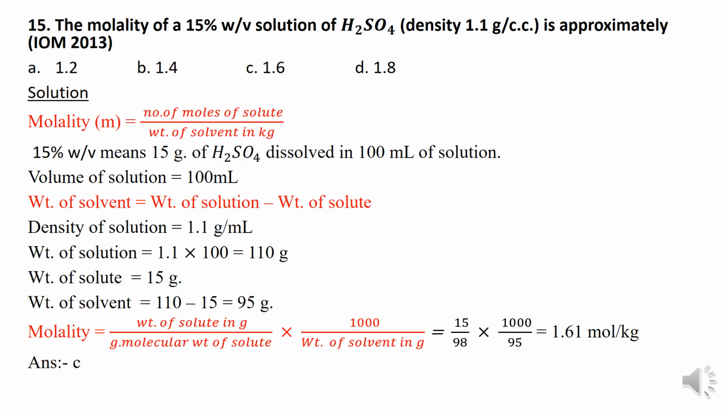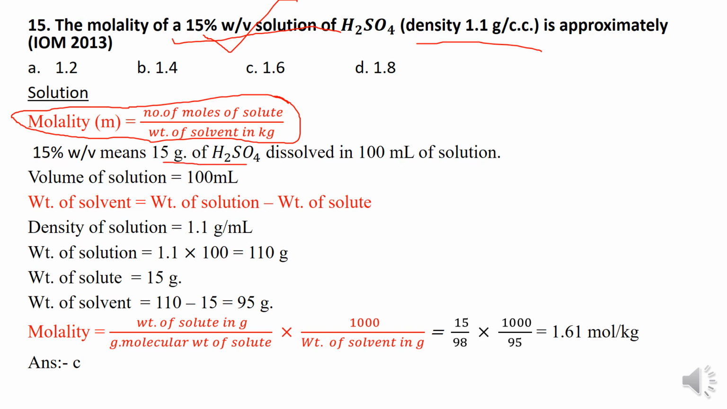Next question, molality, right? This question is very important and it is based upon molality. We have to calculate the molality of the solution by using this formula. 15% W by V solution means 15 gram of sulfuric acid dissolved in 100 milliliter of solution. Then the volume of the solution will be 100 milliliters. We have to calculate the weight of solvent in kg, and the density of the solution is given as 1.1 gram per ml. Then weight of solution will be 1.1 into 100, where 1.1 is the density and 100 is the volume.